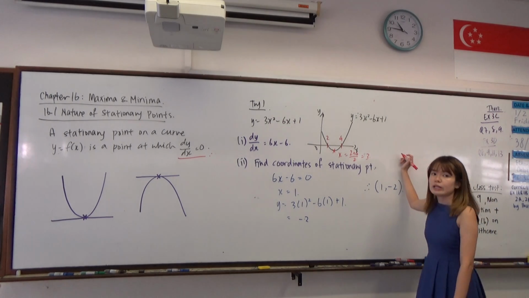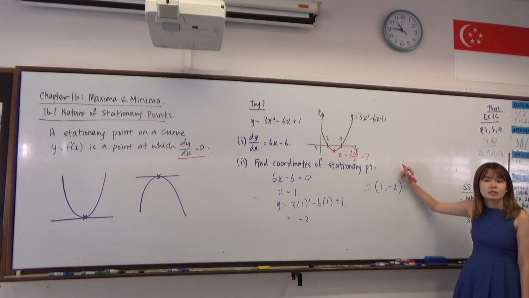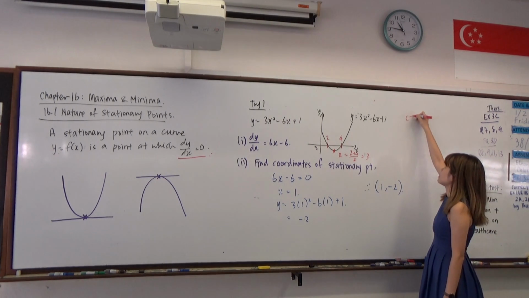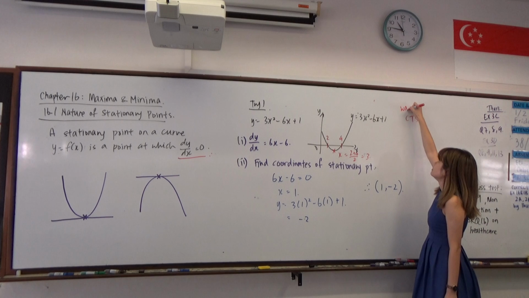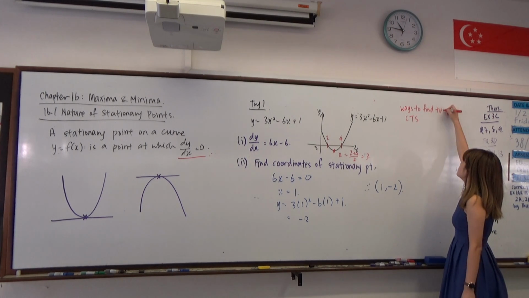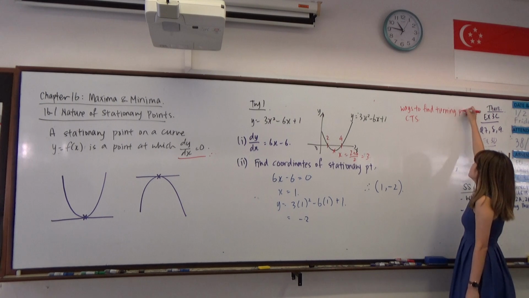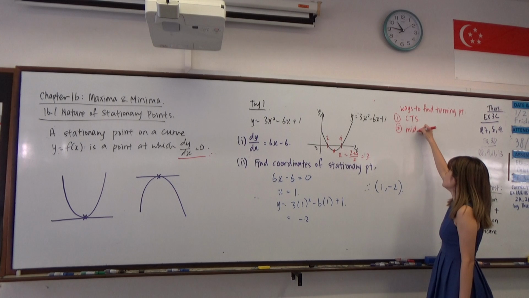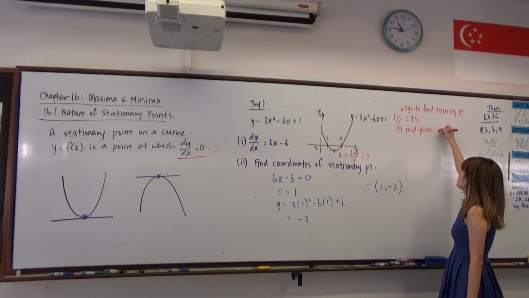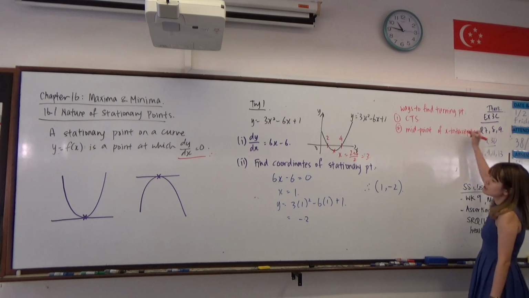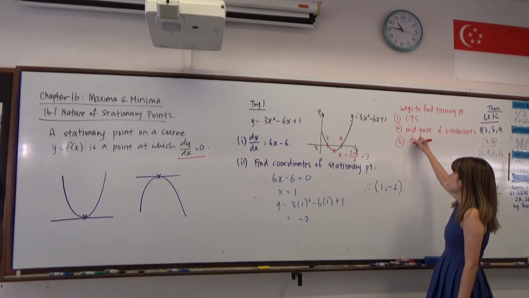What is another way that we have learned? Completing the square, good. So another way that we have learned is to complete the square. Right, so now in A-maths, we are looking at the derivative.